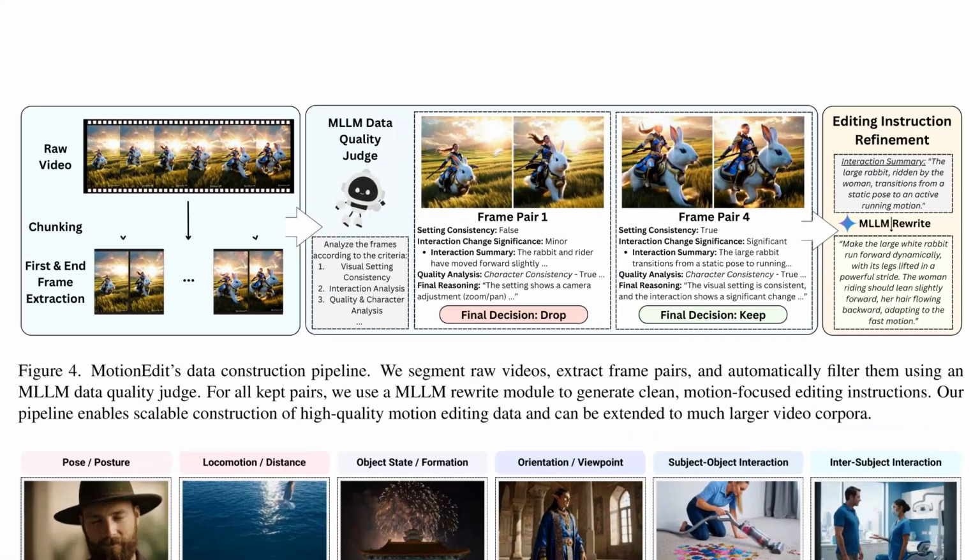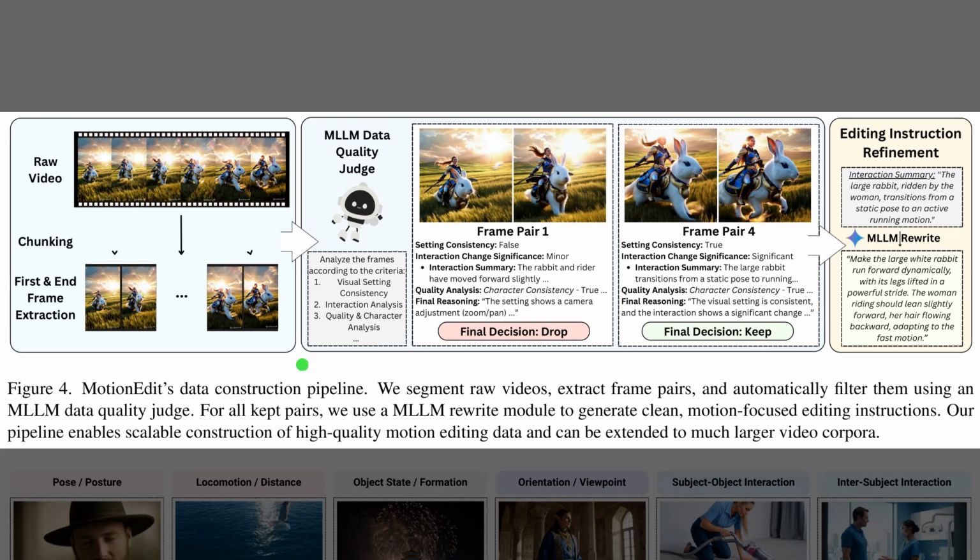So while Figure 5 categorizes motion types, Figure 4 explains how those examples arise from raw videos. The left block shows long clips being chunked and converted into start and end frames that capture potential motion edits. The central block depicts a multimodal, large language model judge, which inspects each frame pair for stable setting, significant motion change, and clean subjects, then keeps or drops it. The right block illustrates a rewrite module that turns the judged motion summary into a short, imperative editing instruction that directly matches the visual change.